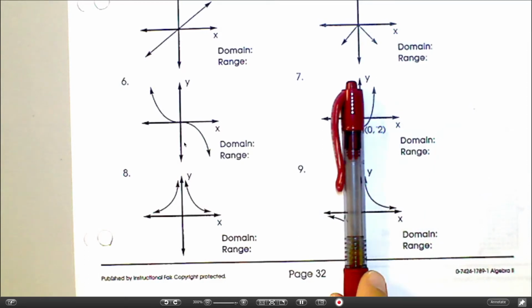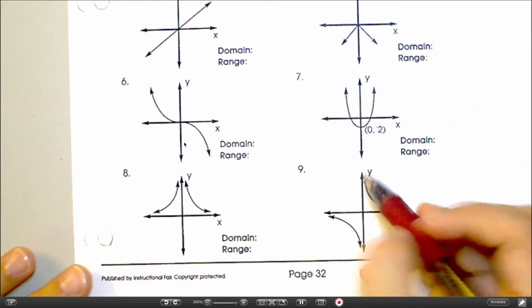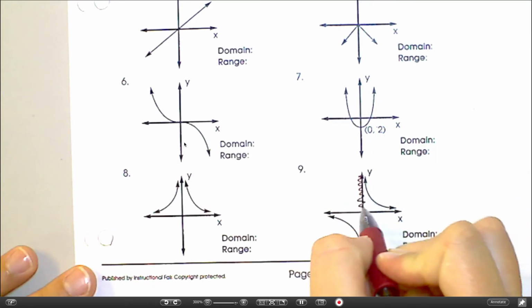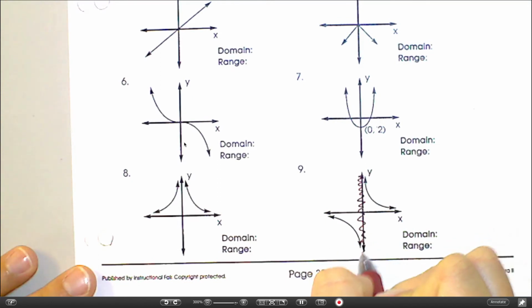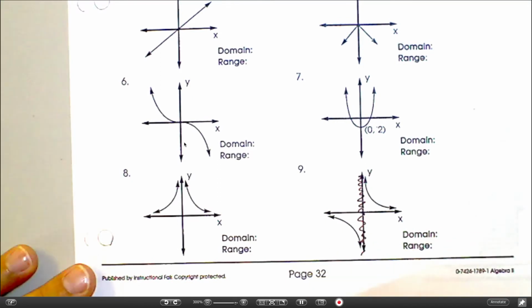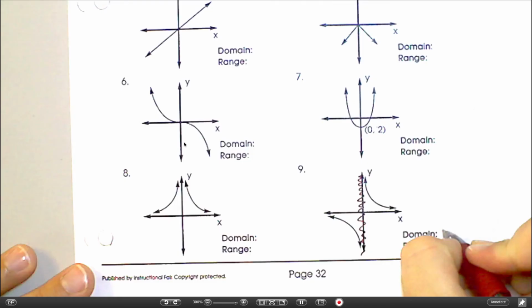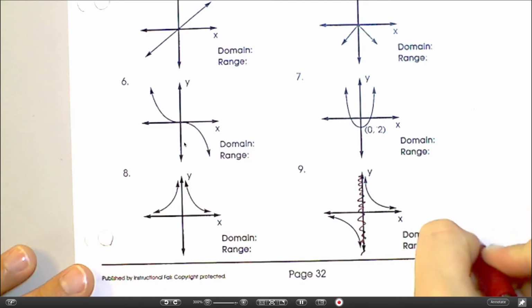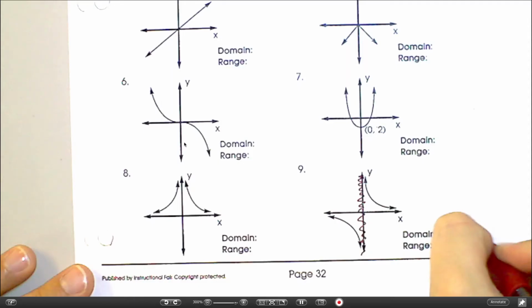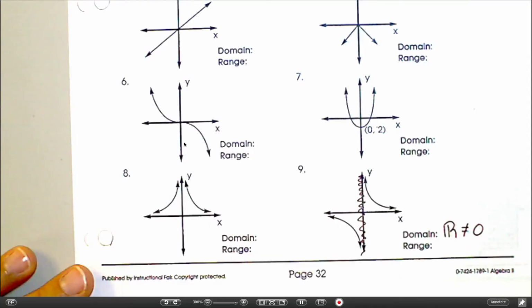What number? 0, yeah. Right here at x equals 0, my graph's never going to hit that. Okay? So I'm going to hit everything positive and everything negative. I'm just not going to hit 0. And so I would say for my domain, all real numbers except 0. Very good. What about my range?